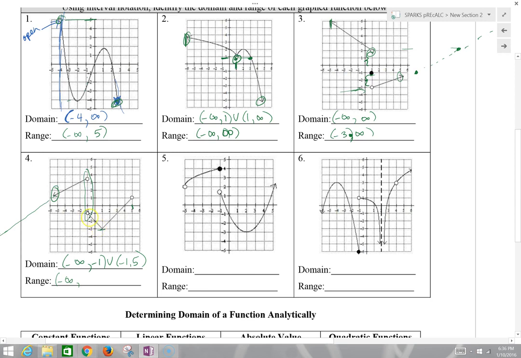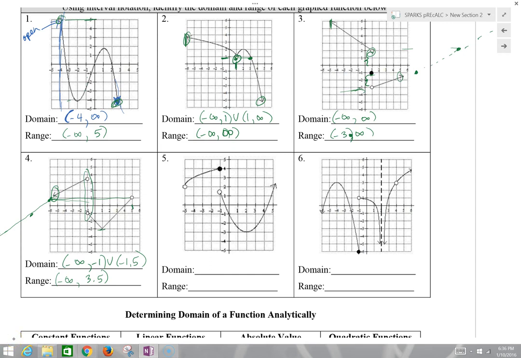And we keep going up, and even though there's a gap here, it gets filled in. This gap here gets filled in. And then our very largest value looks like maybe 3.5. And it's closed because it's not filled in. Alright, so you give number 5 and 6 a try.